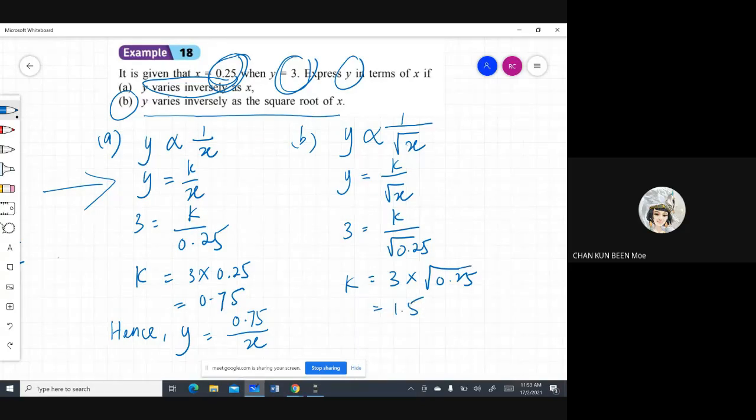Okay, therefore the equation will be y equal to 1.5 over square root of x. Okay, example 18, that one is simple.